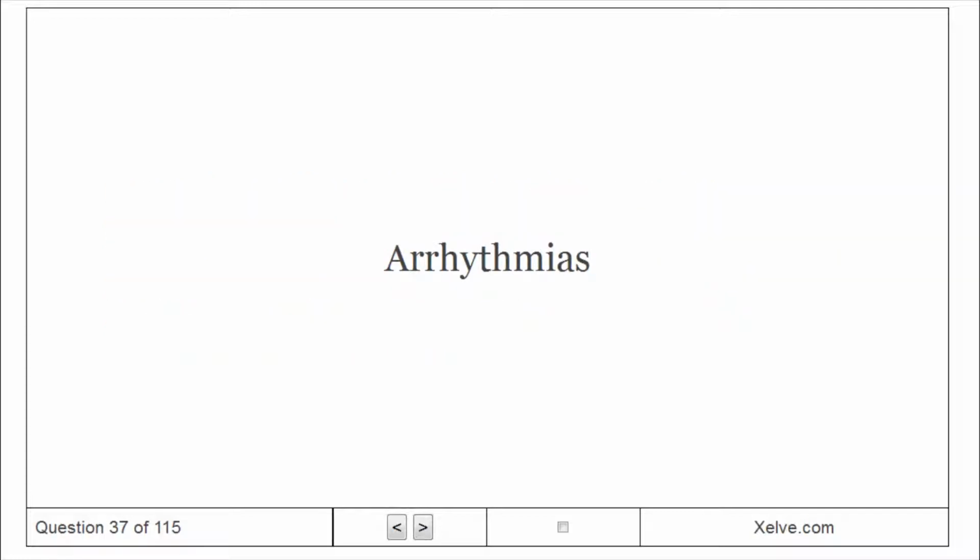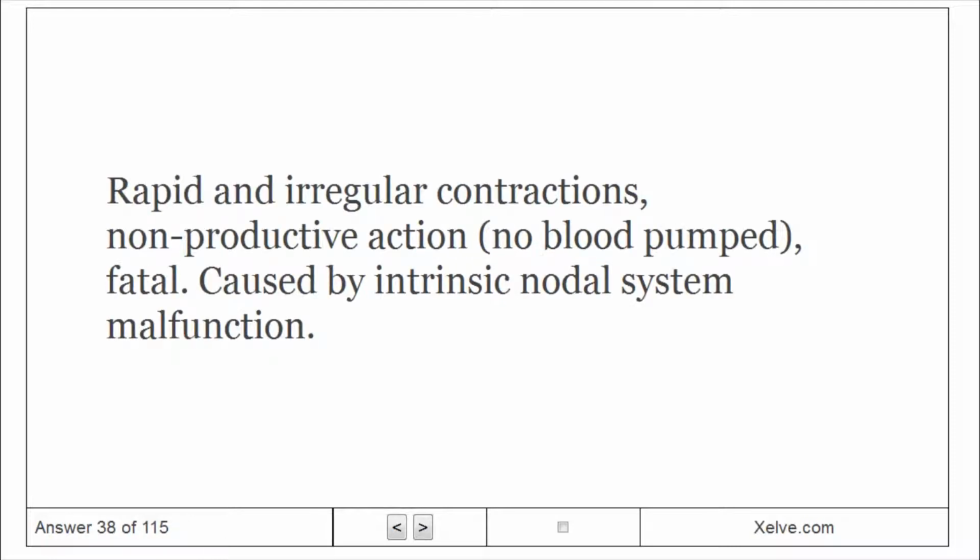Arrhythmias. Irregular heartbeats. Fibrillation. Rapid and irregular contractions, non-productive action, no blood pumped, fatal, caused by intrinsic nodal system malfunction.